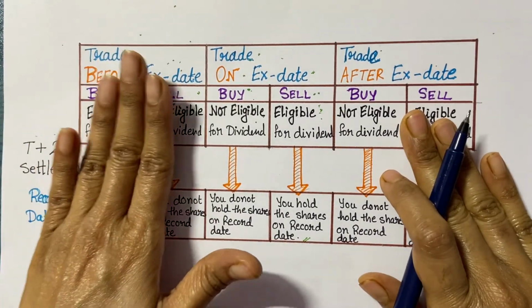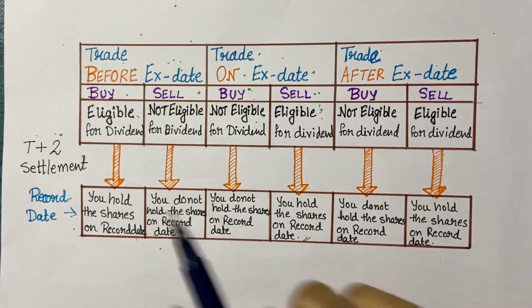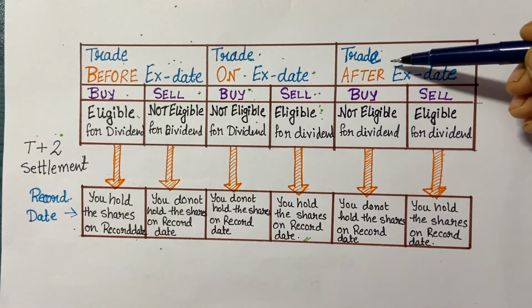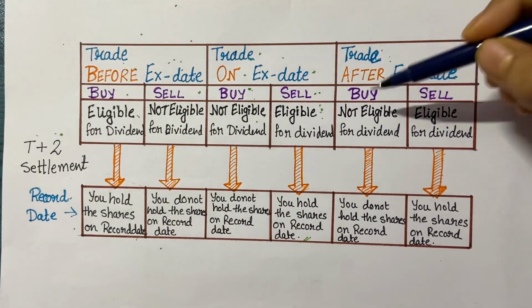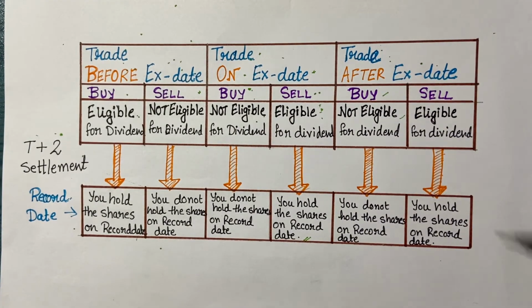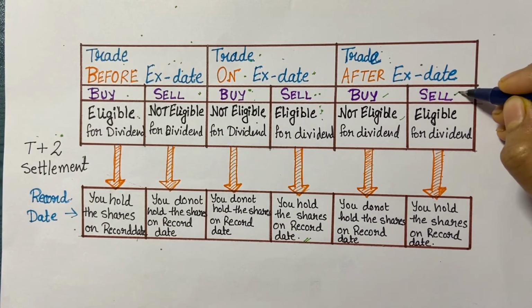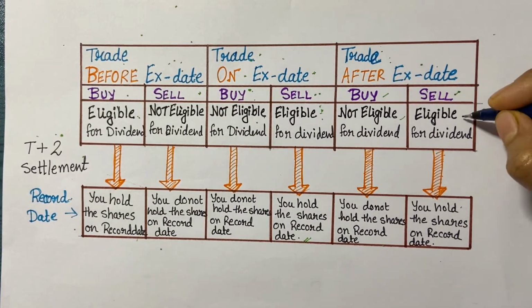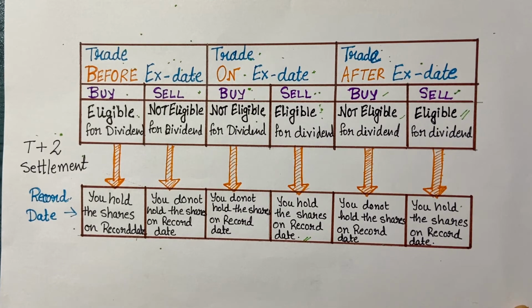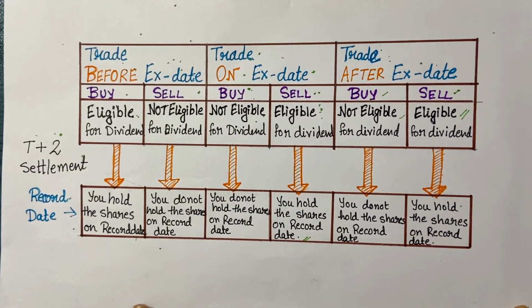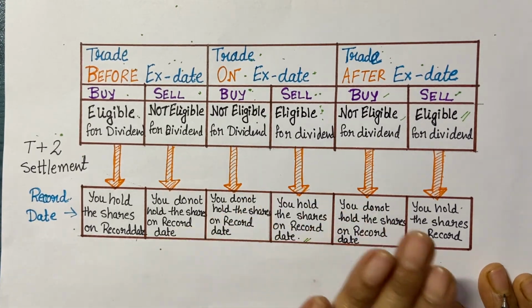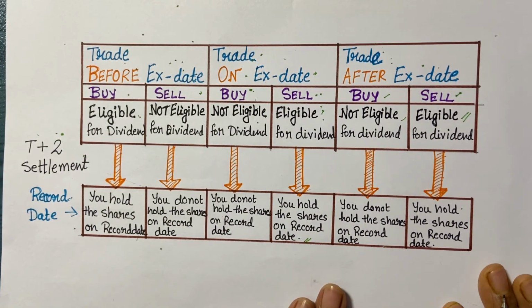This is just the opposite of what you have before the X date. If you have a trade before the X date, the buy is eligible and the sell isn't. In this case, if you have a trade after the X date, for a buy you won't be eligible, because you are buying the shares after the X date, so you don't hold the share on the record date. And if you sell after the X date, on the record date you are still holding those shares, so you will be eligible for the dividend. So this is the nutshell. I hope this example and this diagram will help you remember how the trade impacts whether you will be eligible for the dividend or not.